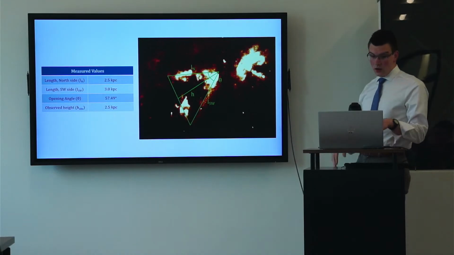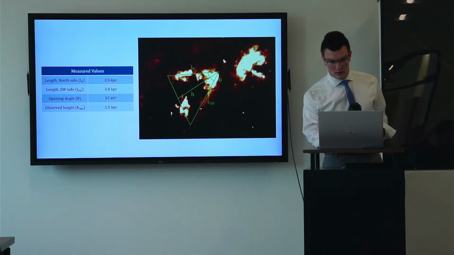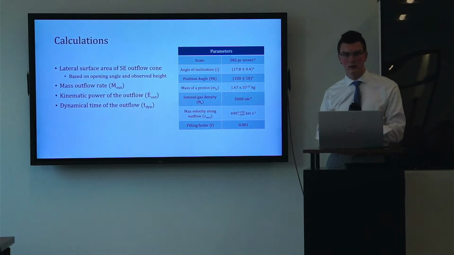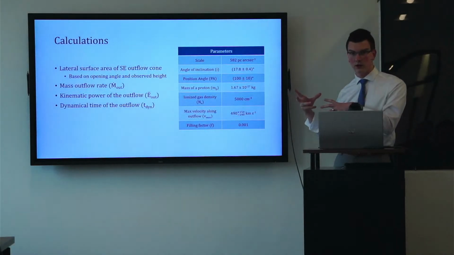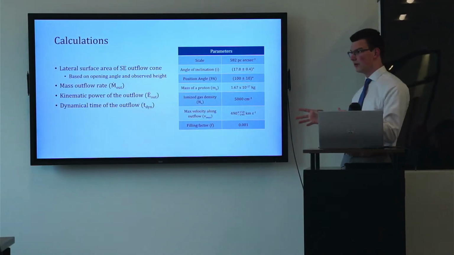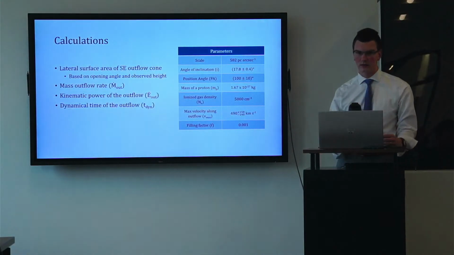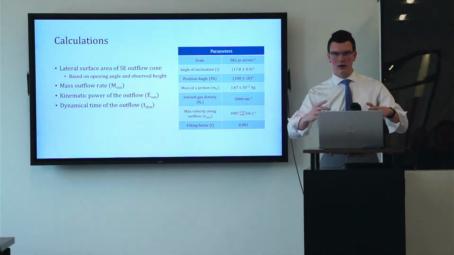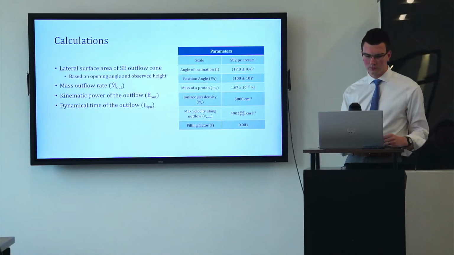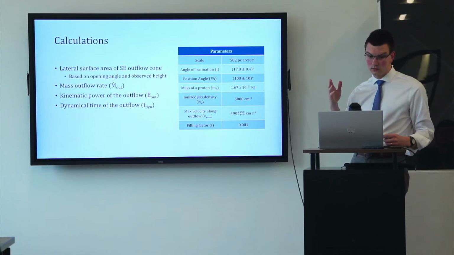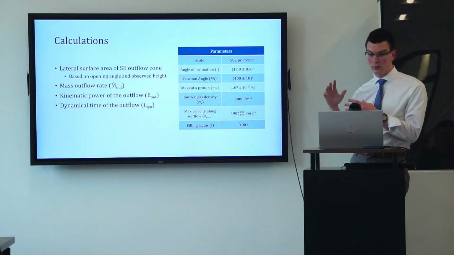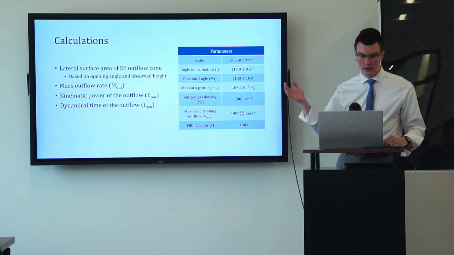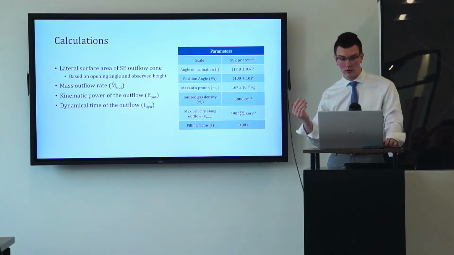So with those values measured, I went ahead and did several calculations. The first one is to get the lateral surface area of the cone, which is everything but the actual circle at the bottom, because the gas is being ejected in that shell shape, not in the full volume of the cone. So I did a calculation for that based on the opening angle and the observed height, and then used that to calculate the mass outflow rate, which we talked about earlier.